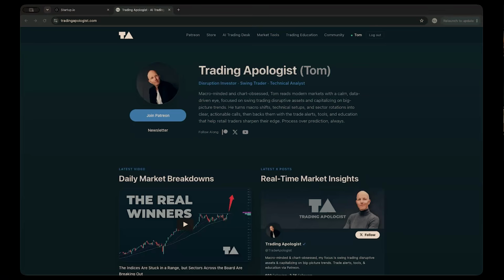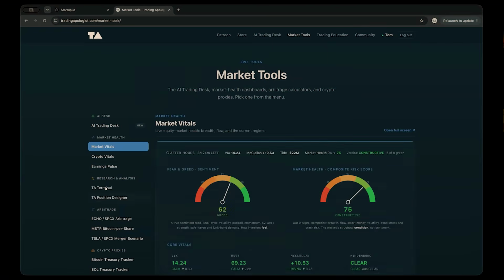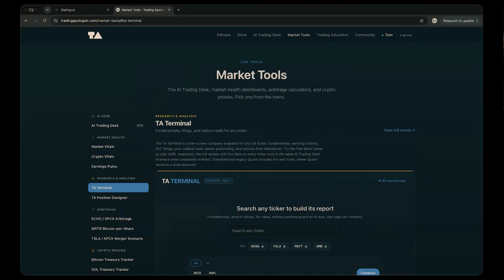So just at a very high level, TA Terminal, and you know what, let me just share the website as we're talking about this to sharpen things up, because you all don't need to see my face while we're talking about this. All right, so if we're looking here at the website, everything lives under market tools, or the AI trade desk is right here. So TA Terminal, for example, this would be your fundamental analysis sidekick.